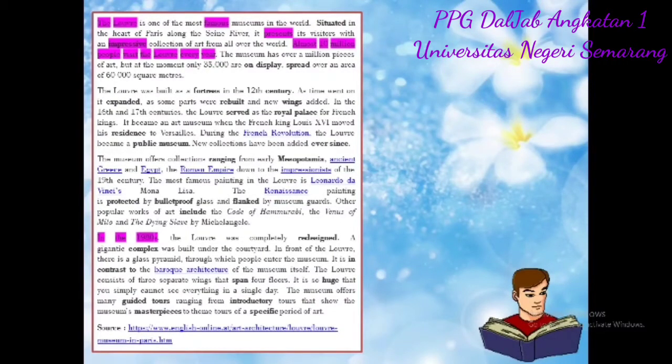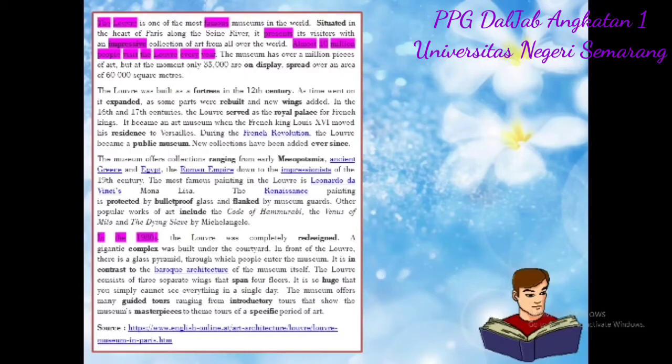What about the structure in this text? The first is identification in the first paragraph. Why do I call it identification? Because the first paragraph identifies the object that is to be described. And the next paragraph is description. Because the next paragraph is describing parts, features, and all about the Louvre.